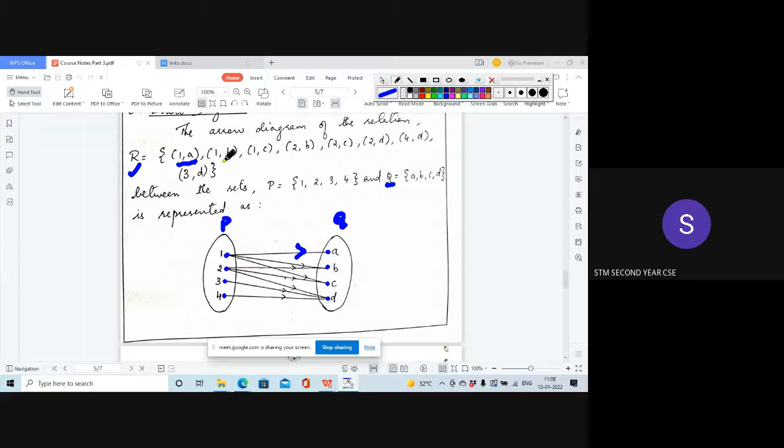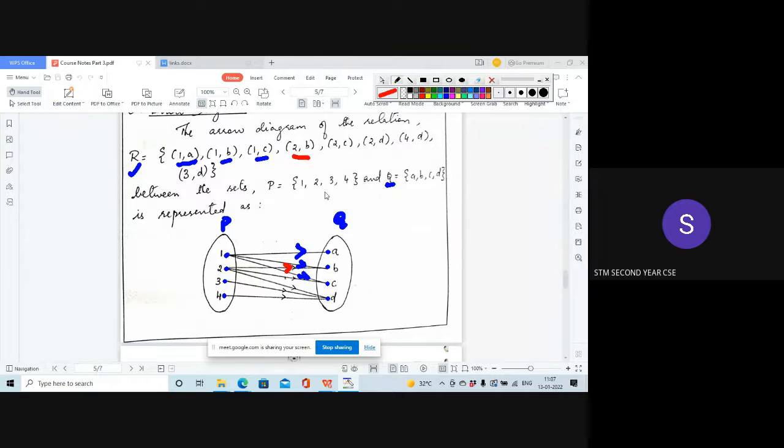Now the next ordered pair is 1B. From 1 you draw a straight line to B and put an arrow to B. Okay, so that is the second ordered pair. The third ordered pair is from 1 to C. Draw a straight line from 1 to C and put an arrow there. Okay, is it clear? Is it clear? So the next ordered pair is 2B. From 2 you draw a straight line to B and put an arrow.